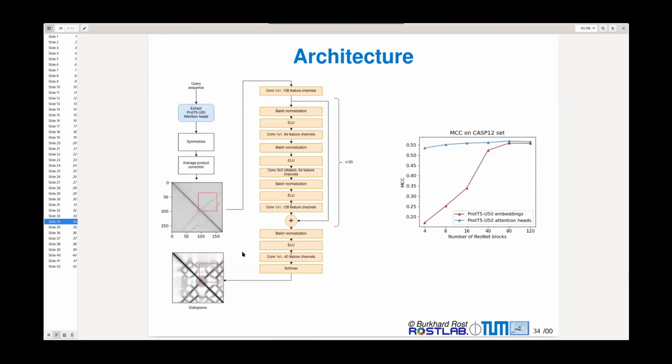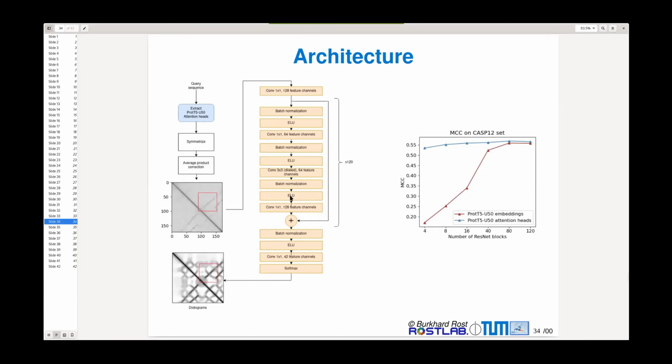Essentially, this is very close to what AlphaFold 1 did, which I already introduced, but the input part is completely different. We throw in the query sequence and we do not compute MSAs. Instead, we throw it into the PROT-T5 model. We extract the attention heads. Now, these attention heads are not necessarily symmetric, so we explicitly symmetrize them. Then we apply average product correction. That's just a small step, a technique borrowed from direct coupling analysis, which helps filter out the signal a bit better. And then we get to these attention heads, and they are used as the inputs for the 2D convolutional pipeline.